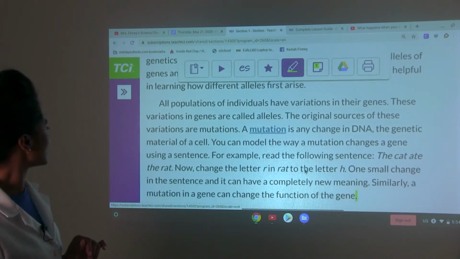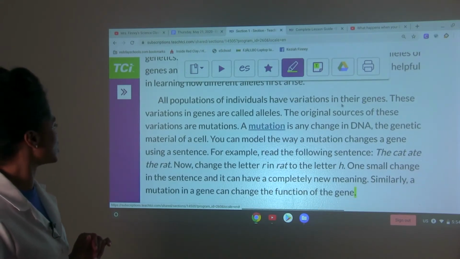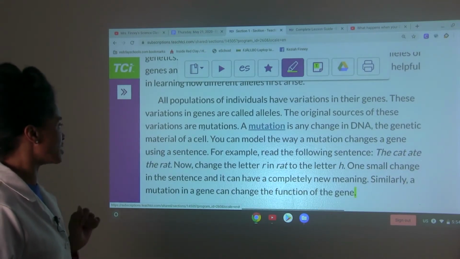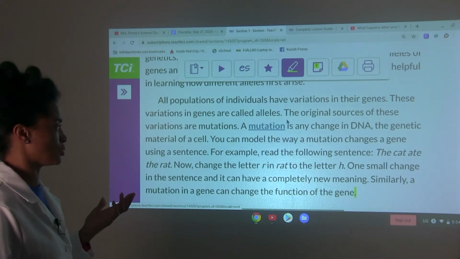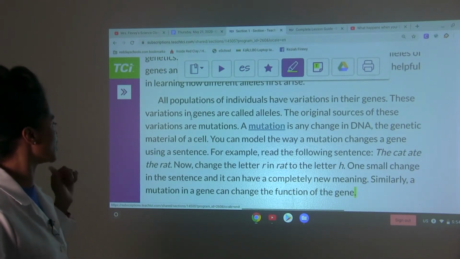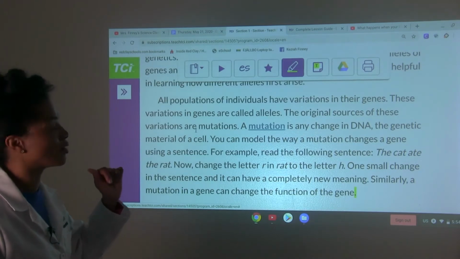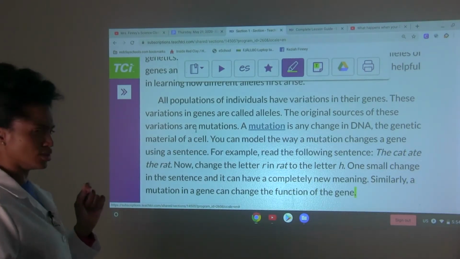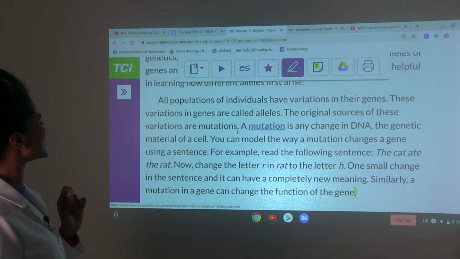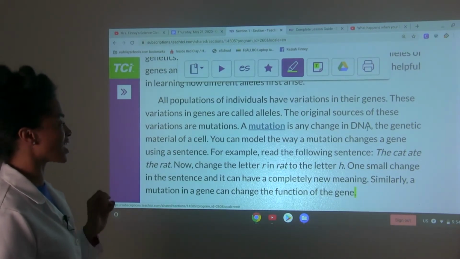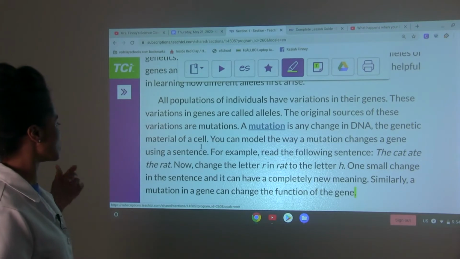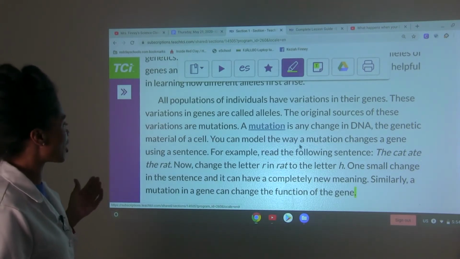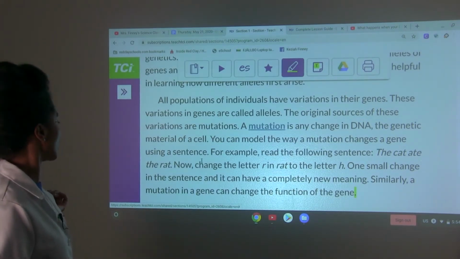All populations of individuals have variations in their genes. These variations in genes are called alleles. The original sources of these variations are mutations. A mutation is any change in DNA, the genetic material of a cell. You can model the way a mutation changes a gene using a sentence.